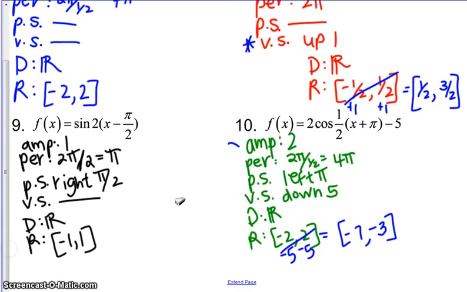For number 9 and 10, you can go ahead and check out what the answers are. Notice that the range for number 9 is from -1 to +1 because of our amplitude and our vertical shift. Our range for number 10 is from -7 to -3 because of our amplitude and our vertical shift.